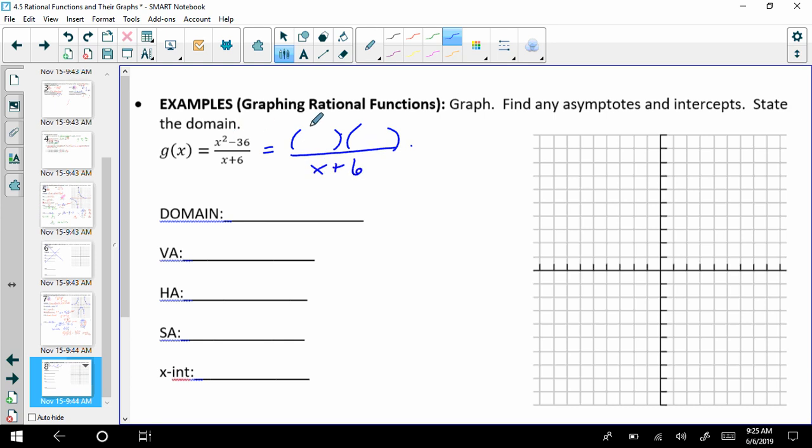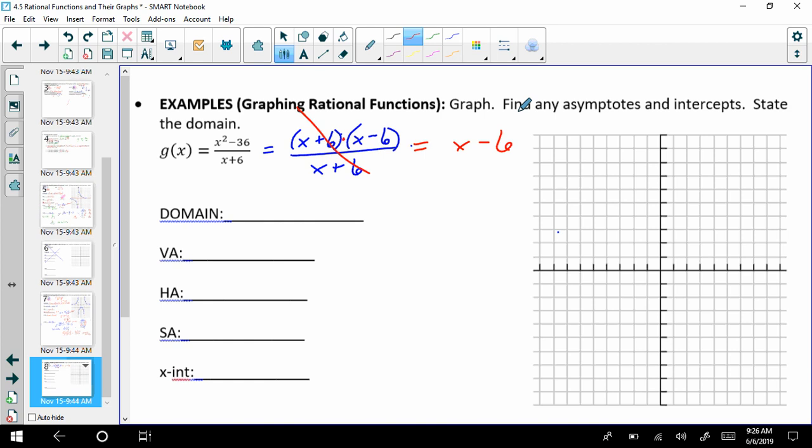So remember the difference of squares, it would break up into x and x, 6 and 6, one of each sign. The whole reason why I did that, because there's multiplication here, the x plus 6's are gone. They can cancel out, and I'm left with just x minus 6, which is going to be simpler to work with than what it originally was. So if you can factor it, do that first. It'll make the problem easier.